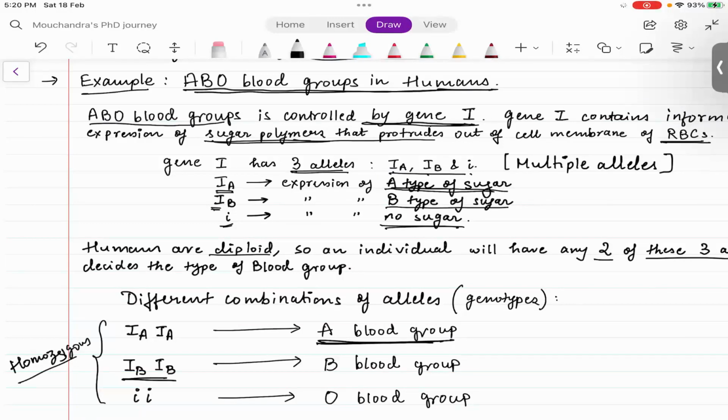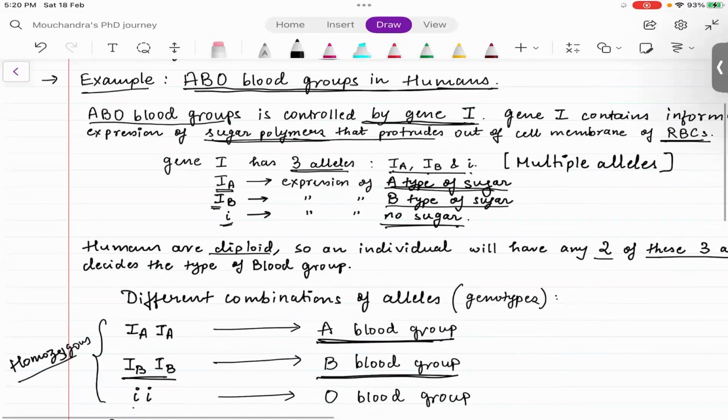Both copies of IB allele is present, then type B blood group will be present. And if both copies of small i are present, then the blood group will be O. So three genotypes till now, all are homozygous in nature, and there are three phenotypes, A, B, and O.